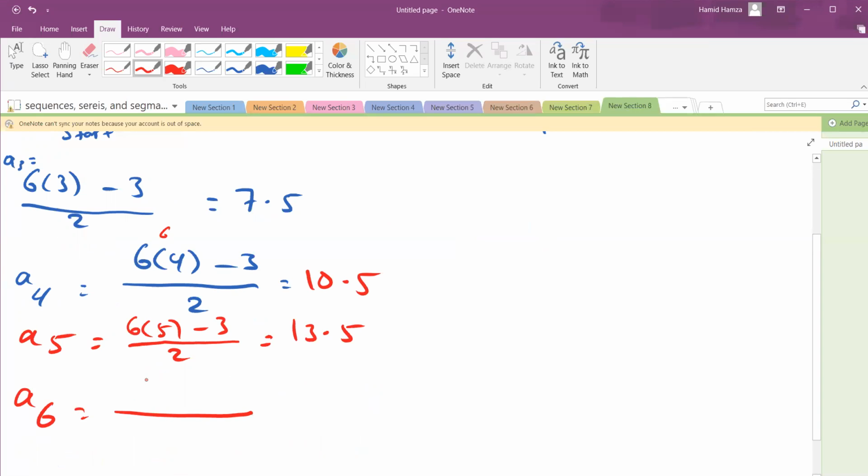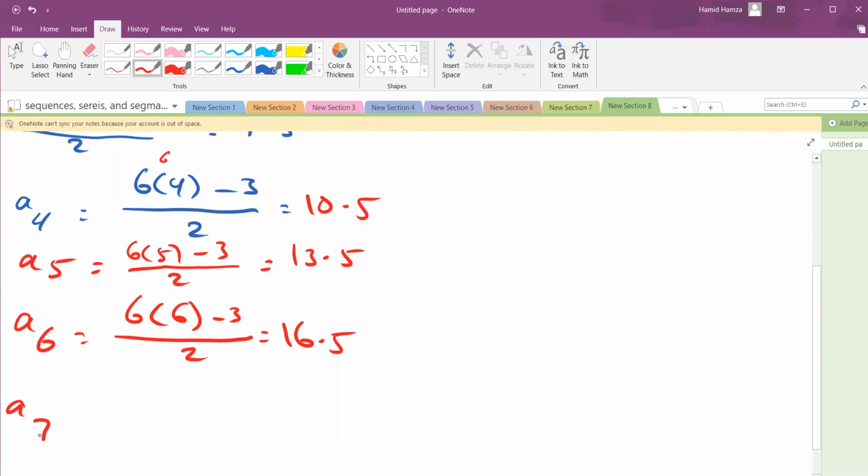6 multiplied by 6 minus 3 over 2, so A6 equals 16.5. The last one, A7, so it will be 6 multiplied by 7 minus 3 over 2, which is 19.5. Okay, thank you Sarah.